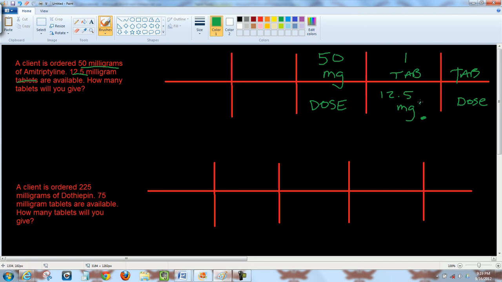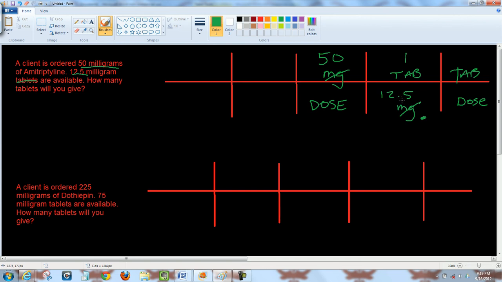So we have milligram and milligram. We can take those two out. If we look, we now have tabs is the only unit on top. Dose is the only unit on the bottom. So we could multiply across if we wanted to. However, we can do some reduction.